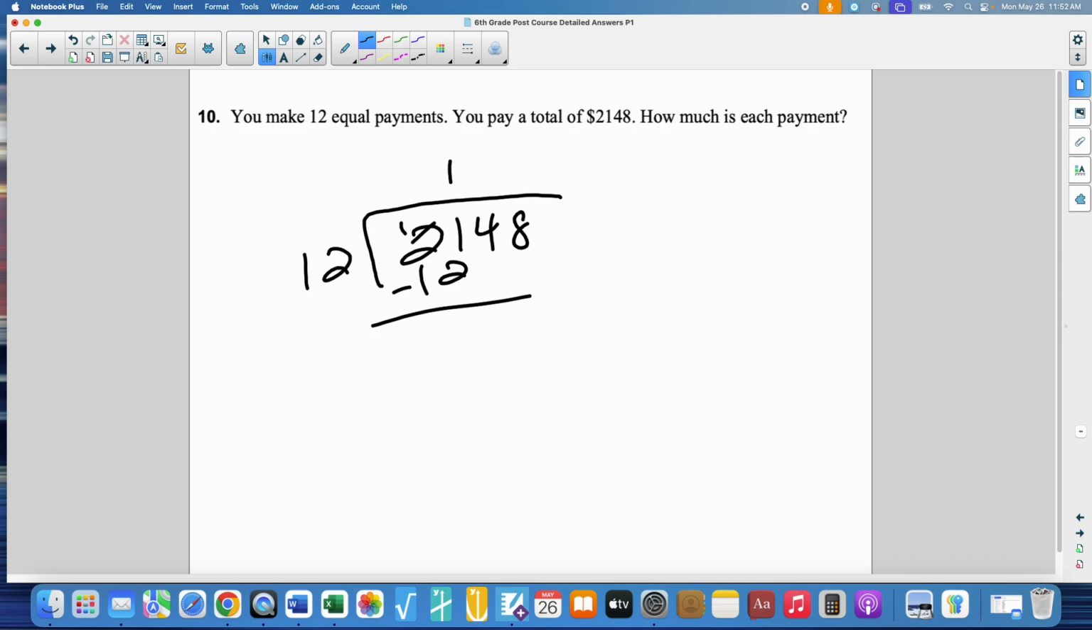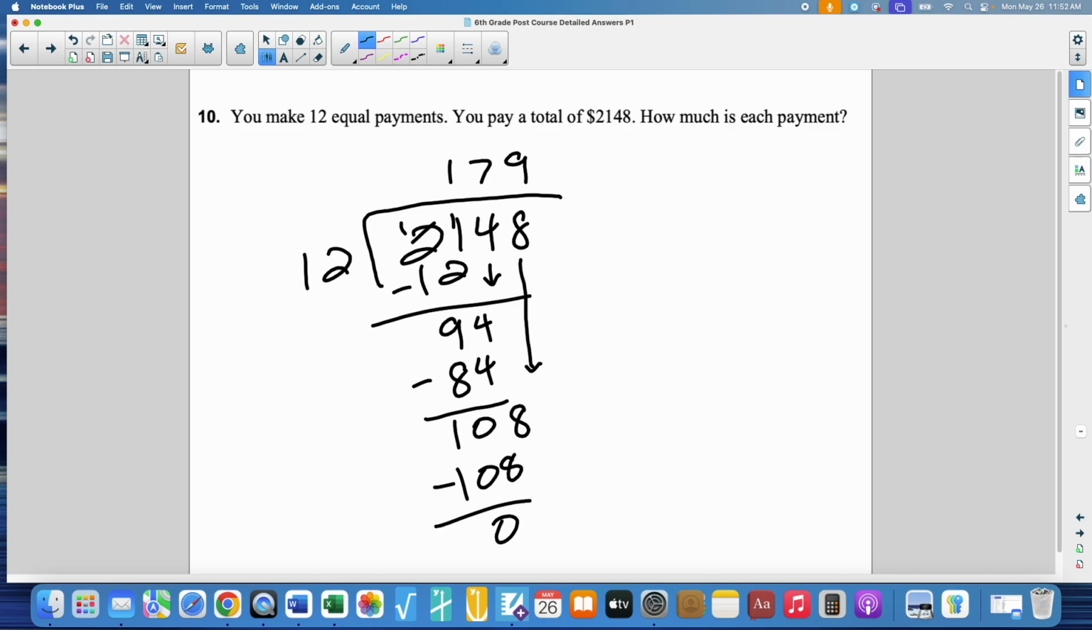12 from 21 gives us 9. And now we bring down a digit, 94. 12 goes into 94 how many times? Well, 7 times? Let's see. What's 7 times 12? It's 84. Right? 7, 14. Yep. And we're going to subtract. That's 10. We're going to bring down that 8. And 12 goes into 108 nine times. 12 times 9 is 108, usually with 0 left over.